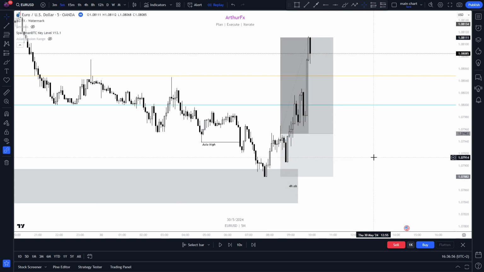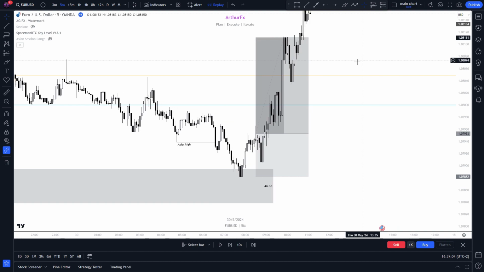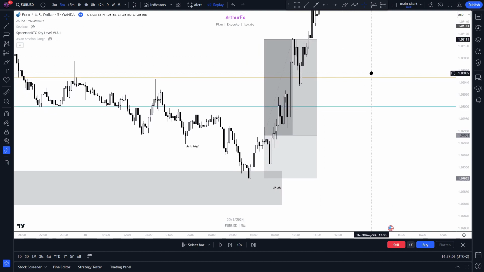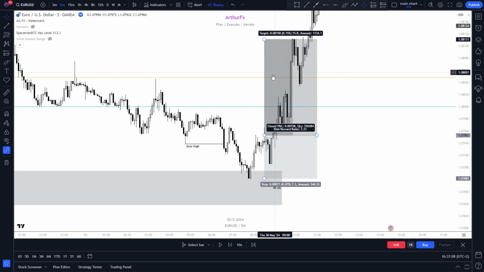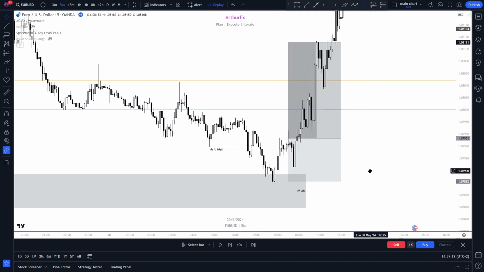A simple trade back into the range, as I said before, and price even continued higher, as you can see right here. But this was all I needed. This was all I was happy with. So yeah, I'll just keep it at that.